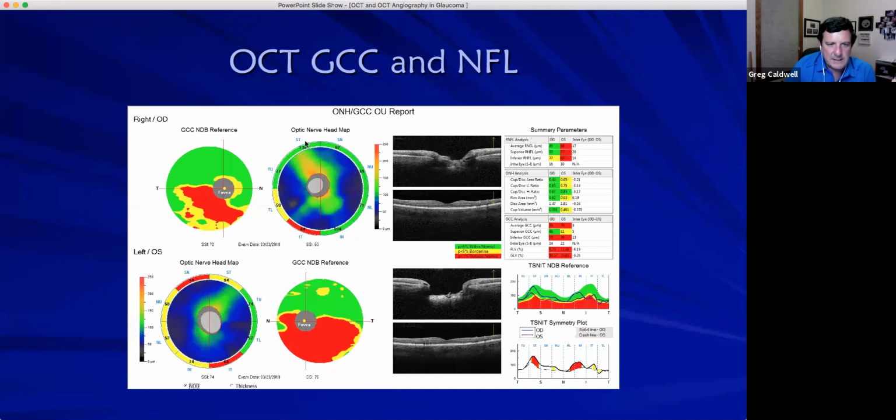Here you can see, not so bad superior temporally, but the asymmetry that's occurring here superior temporally. So again, worse, using all those pearls that we talked about. You can see what's happening down here with the TSNIT and interpreting this kind of structural test.